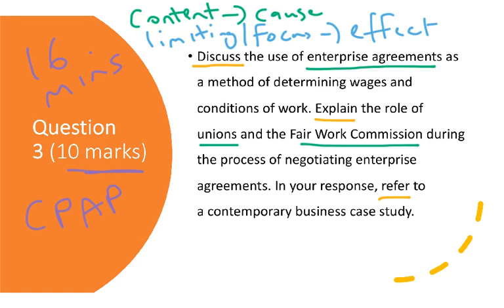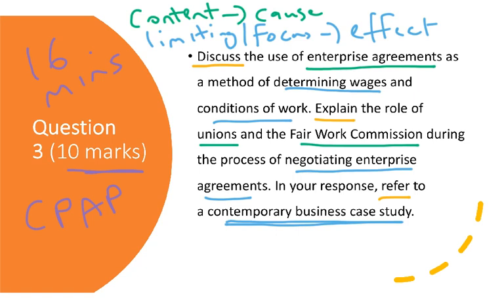With the first one, the enterprise agreements, you're going to focus on determining wages and conditions. With the next part, the role of unions and the Fair Work Commission during the process of negotiating enterprise agreements, you're going to be focusing solely on what role the unions and Fair Work Commission have in negotiating enterprise agreements. So I wouldn't talk about things like resolving disputes or grievances. And lastly, the contemporary business case study is also going to be your focus.